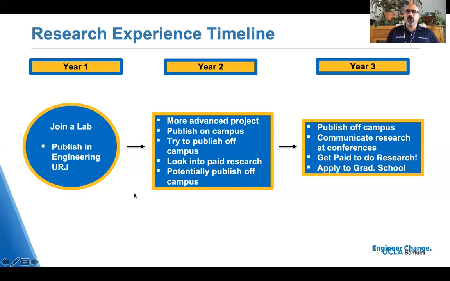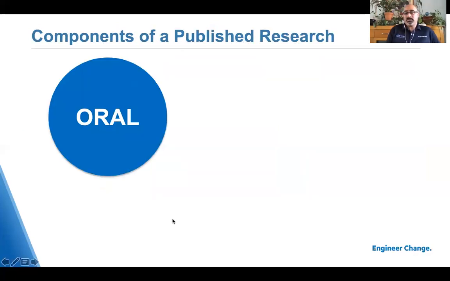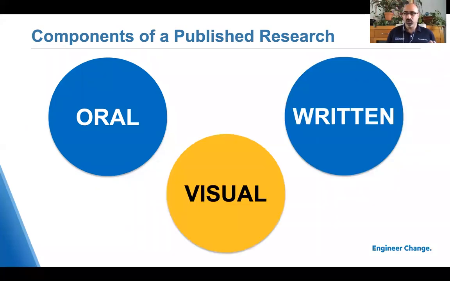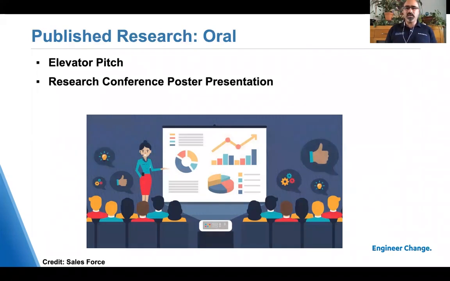Okay, so back to the different formats of communicating research. There are three basic ways, as you can probably guess: oral communication of research, written communication of research, and visual communication of research. I've already introduced all three, but just to be clear, an oral presentation would be like your elevator pitch, which is a mini presentation, right? It's like a 90-second introduction to your research. So an elevator pitch is an oral way of communicating your research.